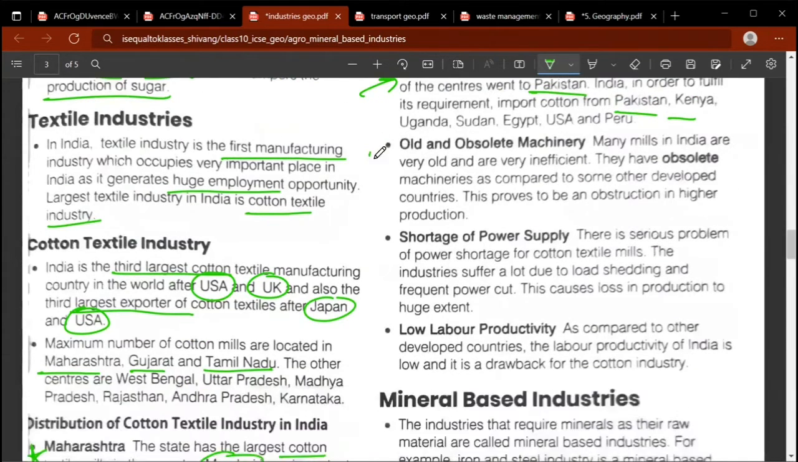Then the second point is old and obsolete machinery. Many mills in India are very old and very inefficient. So these are two keywords to remember. They have obsolete machinery as compared to some of the other developed countries.